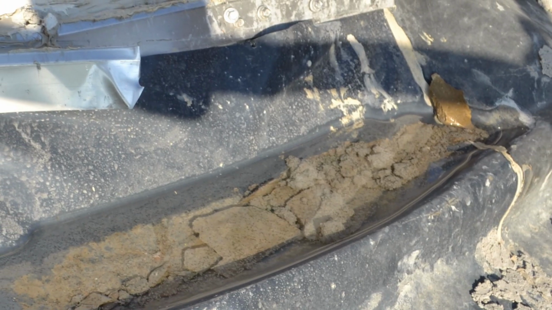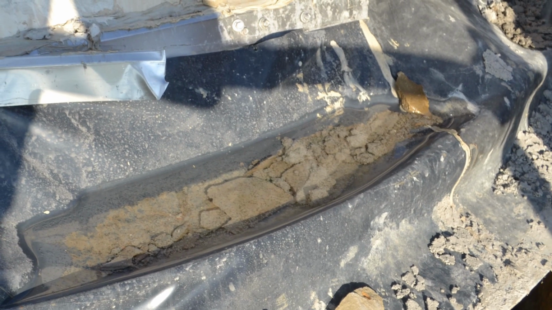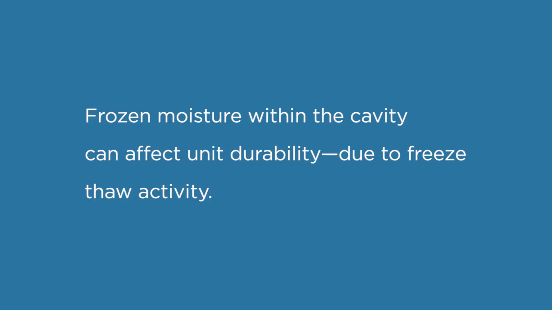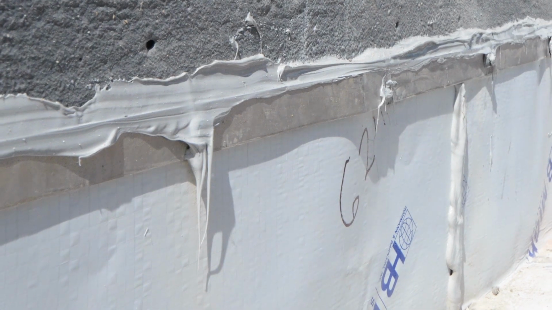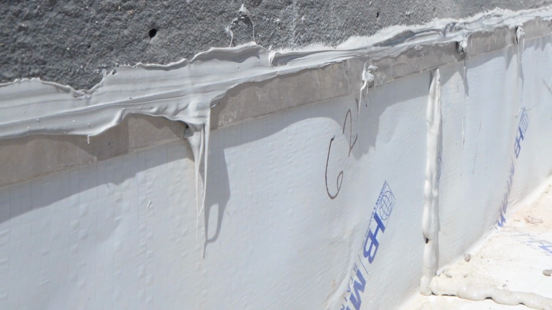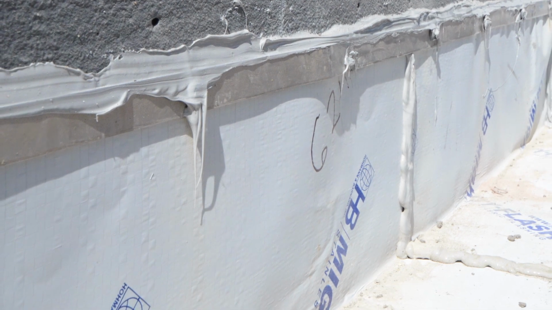Sagging flashing will trap moisture rather than drain it. Moisture can freeze and cause splits in the membrane, leading to leakage. Further, frozen moisture within the cavity can affect unit durability due to freeze-thaw activity. Ideally, flashing should be secured adhesively with a termination bar and sealed so that water cannot infiltrate or move behind the attachment.